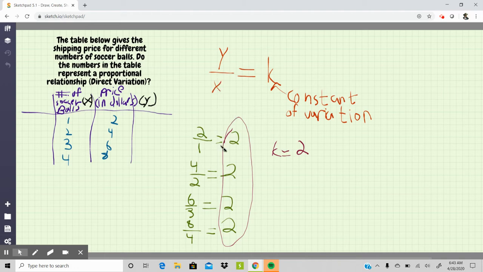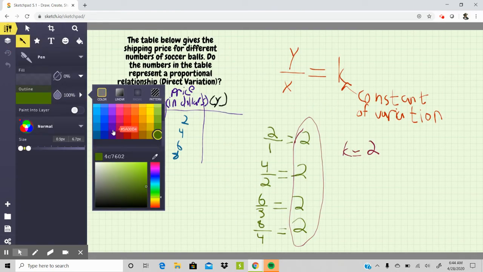And if we got the same number every single time, that meant it was a proportional relationship, and that number that we got is called the constant of variation. Okay, so now we're going to add one more element. Now that we've decided that it's a proportional relationship, we're going to write a direct variation equation for it. We haven't written equations yet, so maybe this is really exciting for you guys.